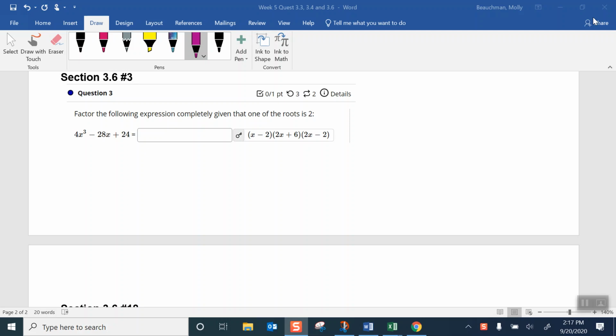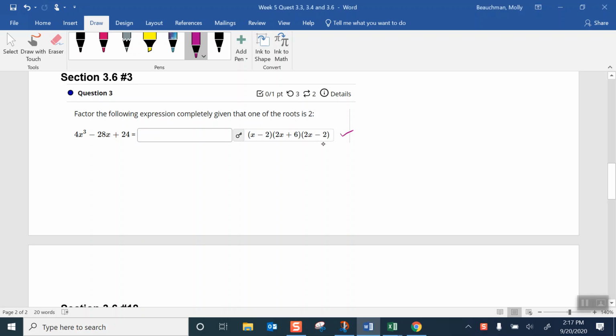In this video, we'll take a look at a homework problem from section 3.6, which is number 3. The question says to factor the following expression completely, given that one of the roots is 2. So I've got the answer here so that we know what we're going for.